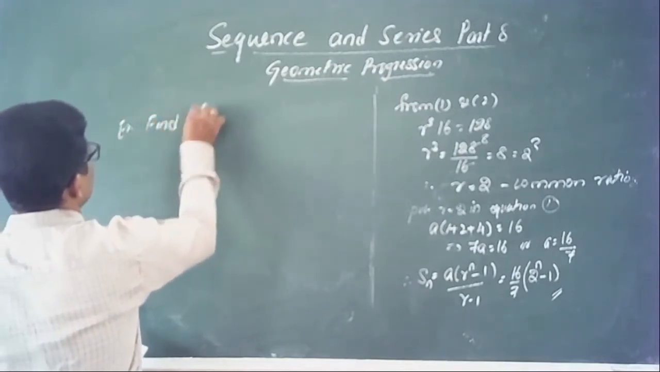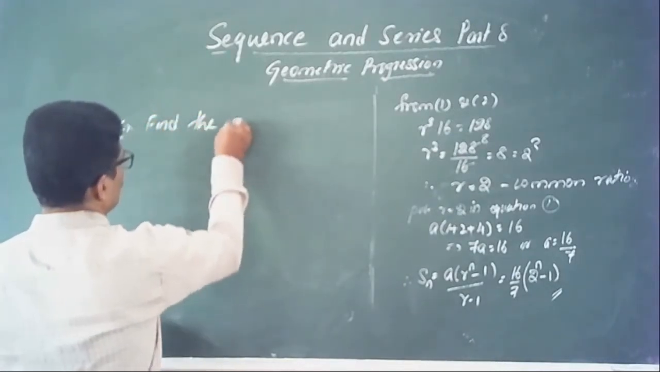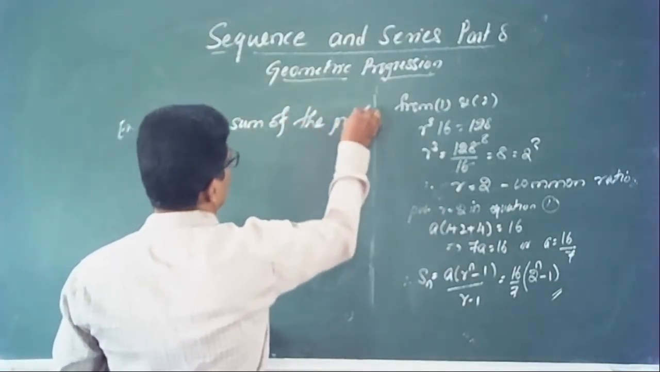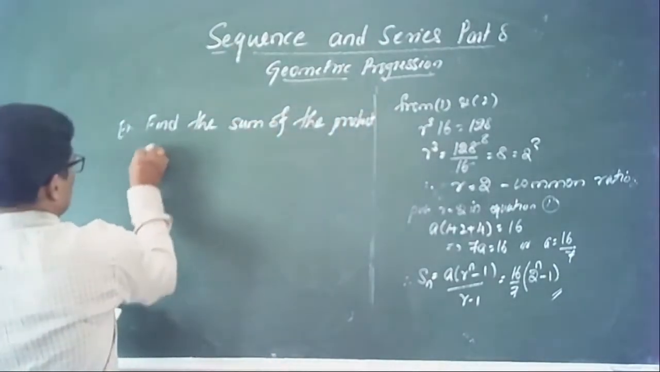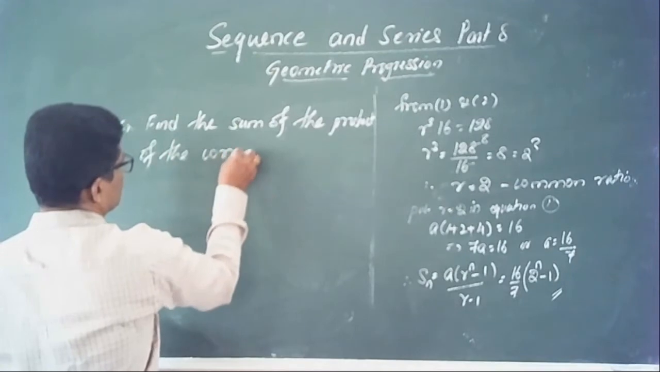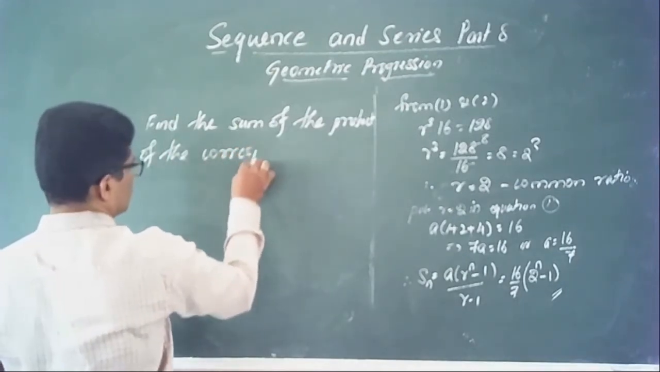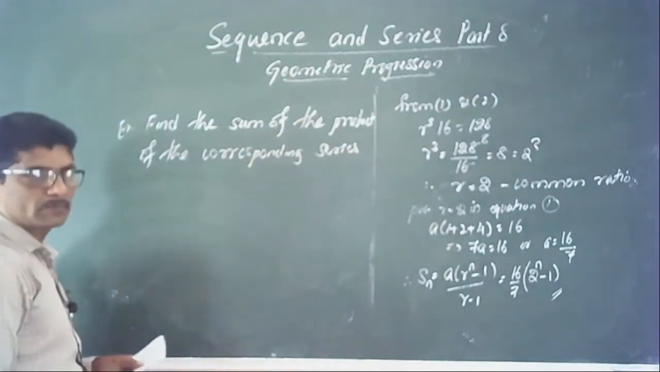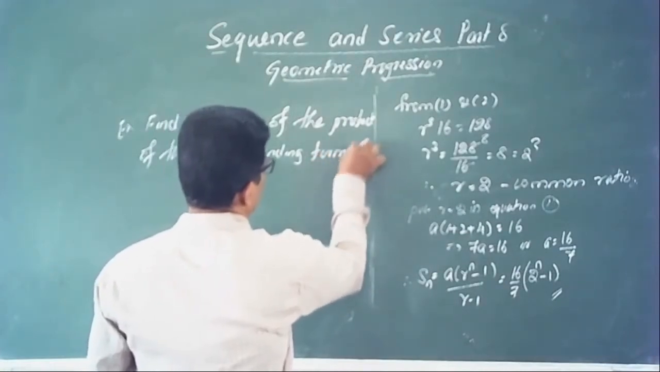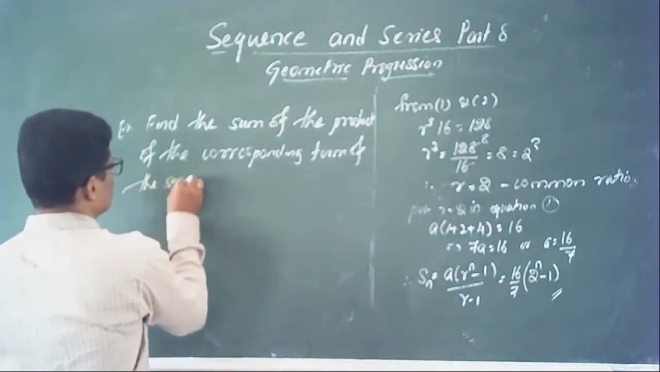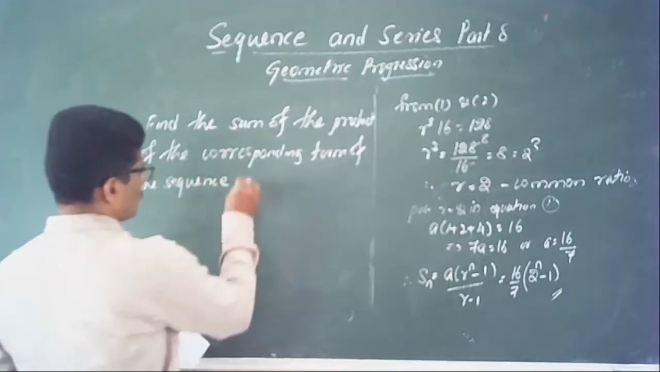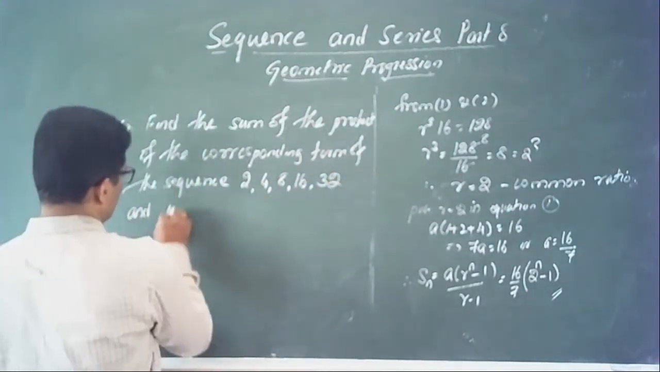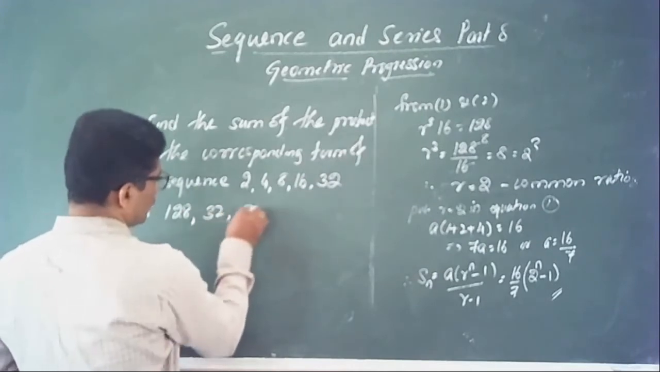Find the sum of the product of the corresponding terms of the sequence. The terms of the sequence: 2, 4, 8, and the second sequence 128, 32, 8, and so on.